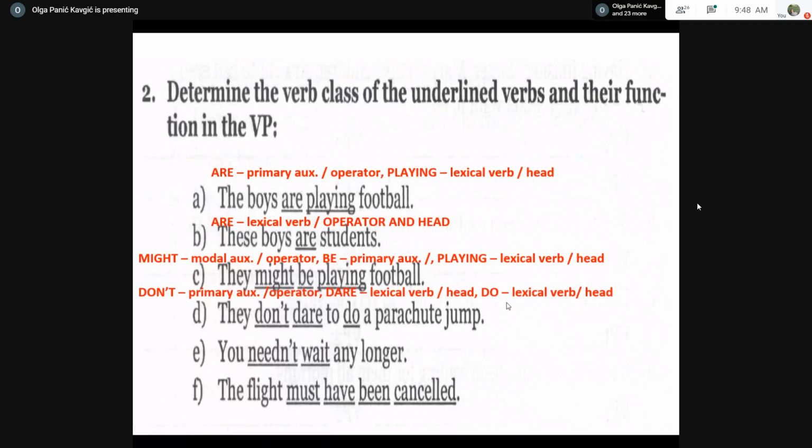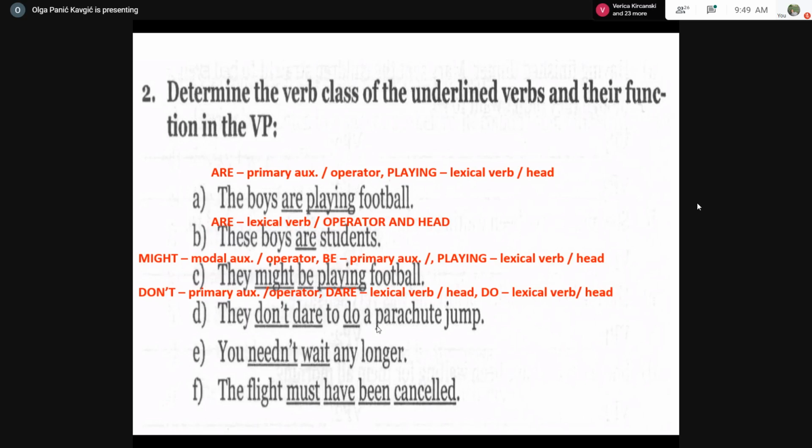Then let's see Teodora Đorđević. I'm here. Sorry. You needn't wait any longer. Needn't is a modal auxiliary verb. Modal auxiliary, excellent. And wait is the lexical verb. Wait is the lexical verb. What's the head of the phrase then?